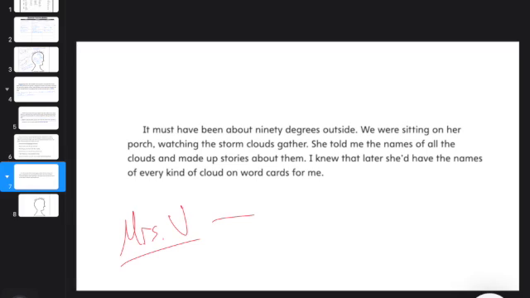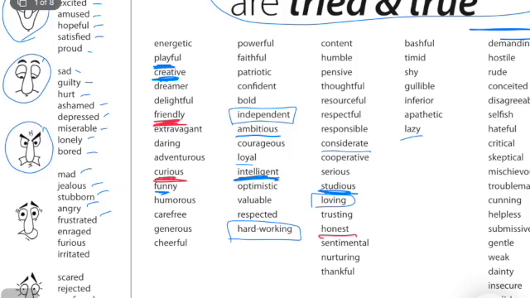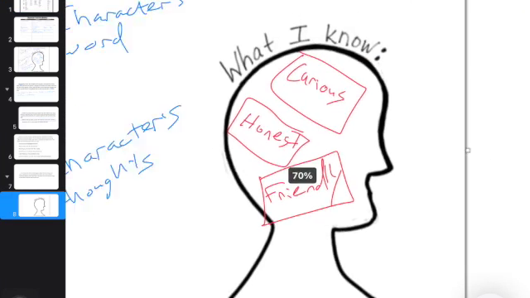Okay? And then I knew she'd have it, and she knows I knew that she'd later have the names of every kind of cloud on word cards for me. What does that tell you about how she thinks about her teacher? She's respectful, right? She's sentimental. She's respectful of her teacher.